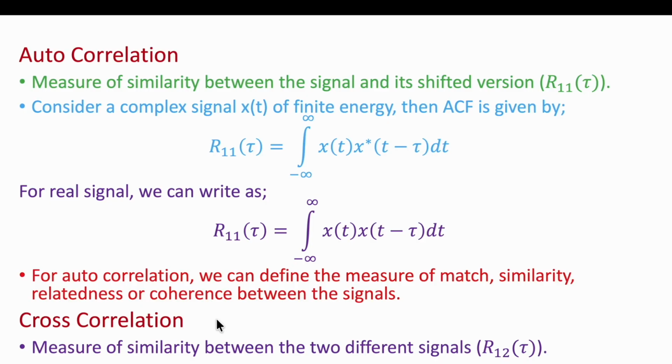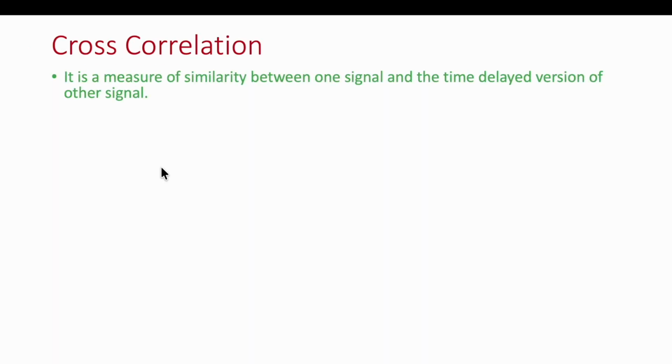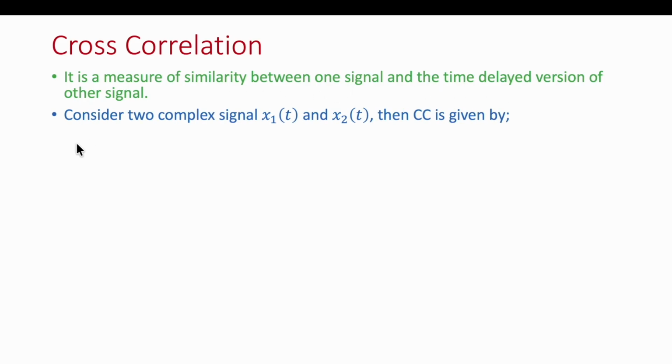The second type is the cross correlation. It is the measure of similarity between two different signals, as the name cross suggests. We can write it mathematically as R12, where 1 is the first signal and 2 is the second signal. You can also define it as a measure of similarity between one signal and the time delayed version of the other signal. So consider two complex signals x1(t) and x2(t), then the cross correlation is given by these functions.